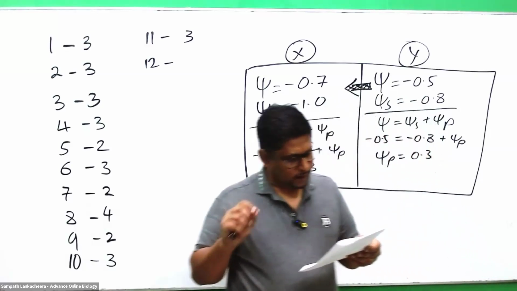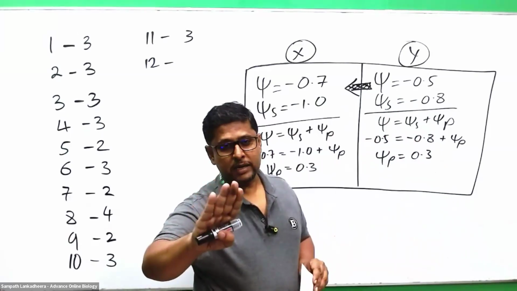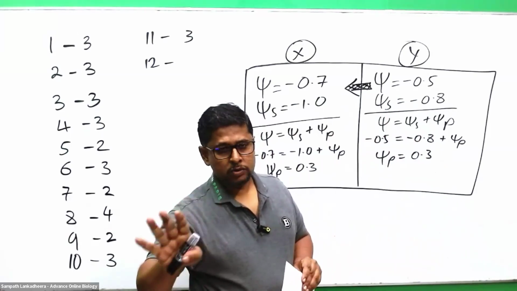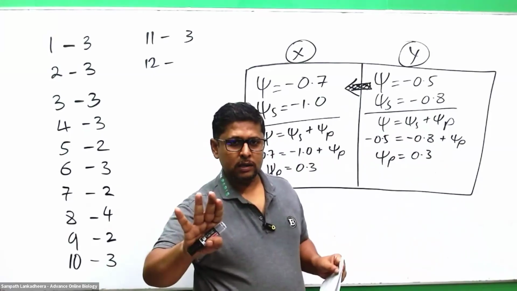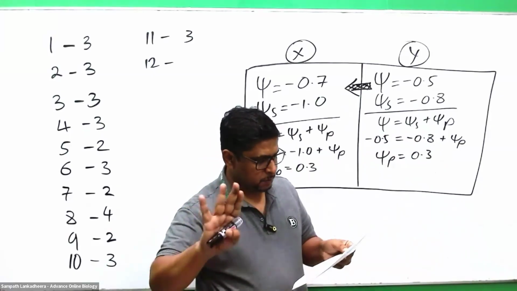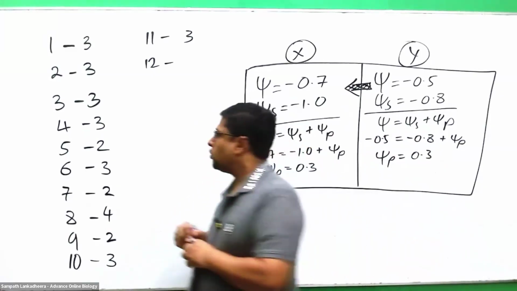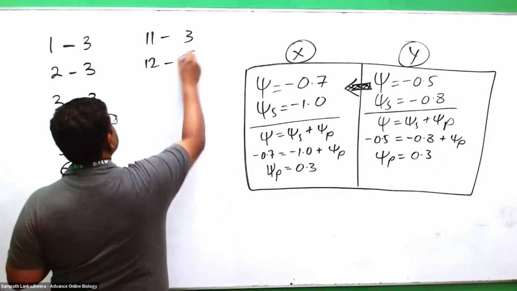Water potential values and the psi S. No, psi S is always negative or 0 in pure water. Otherwise, it never becomes positive. Answer is 5. Question number 12, I'm taking answer 5.